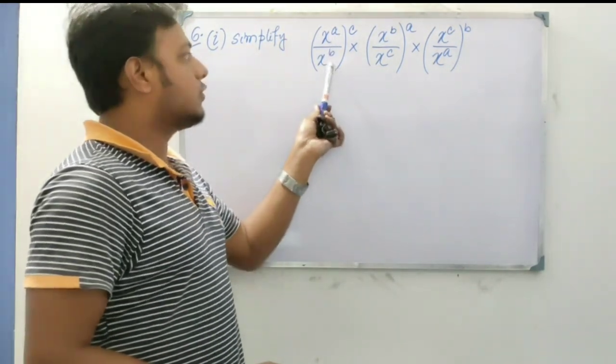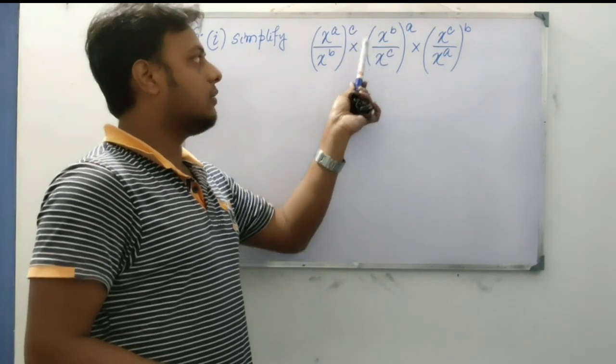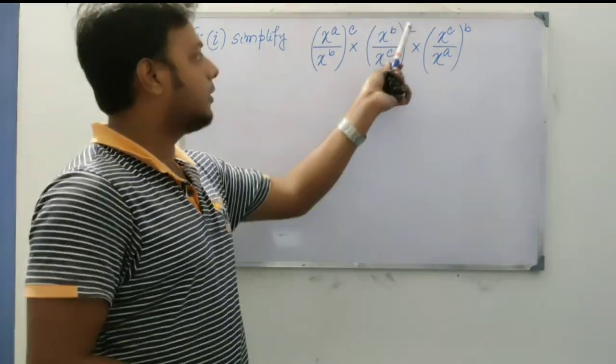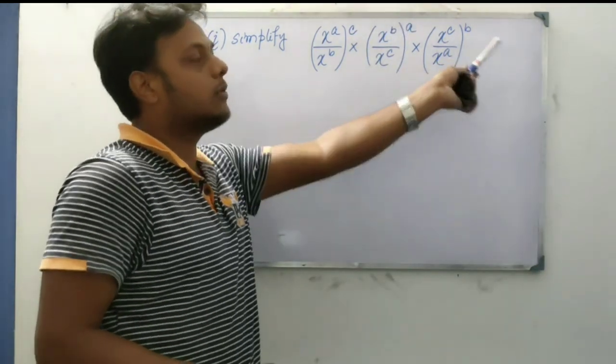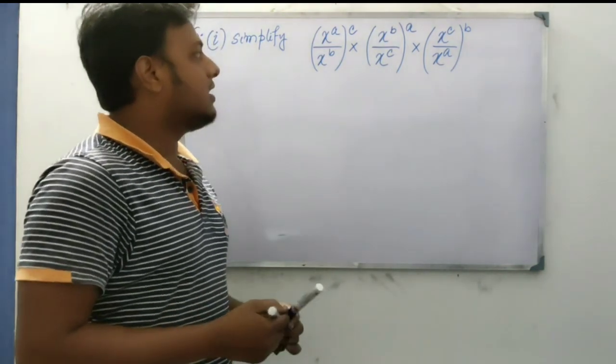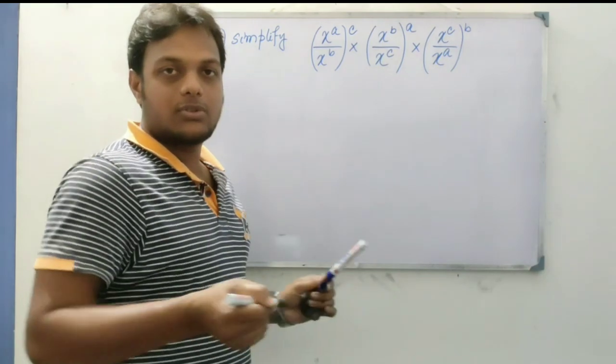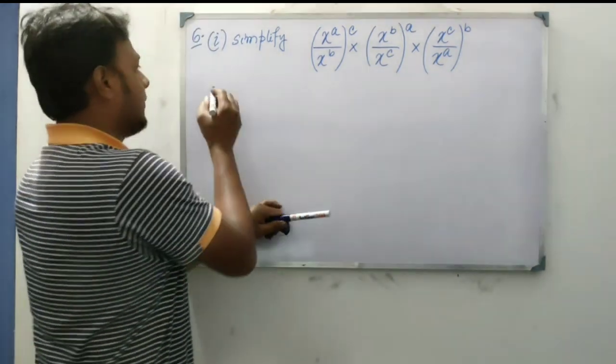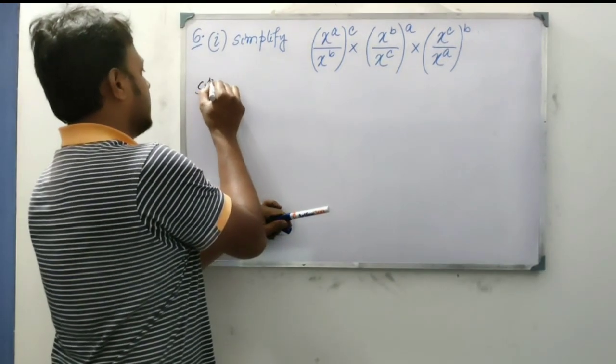(x^a / x^b)^c × (x^b / x^c)^a × (x^c / x^a)^b. We have to simplify it. Very easy. Repeatedly we will use the law of indices. So see the solution.